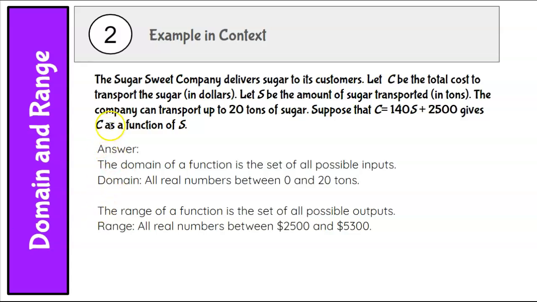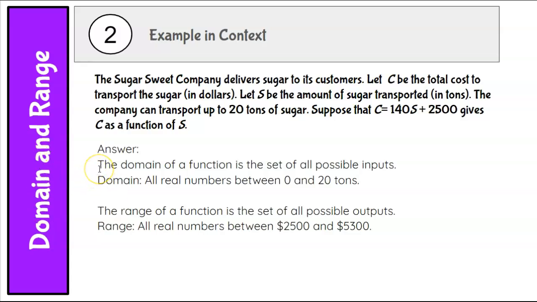Okay, so what that means is that for any value of sugar, you can figure out how much it's going to cost by taking 140 times the amount of sugar and adding 2,500 onto it. There wasn't actually a question here, but the question is find the domain and range, because that's what we're talking about here.